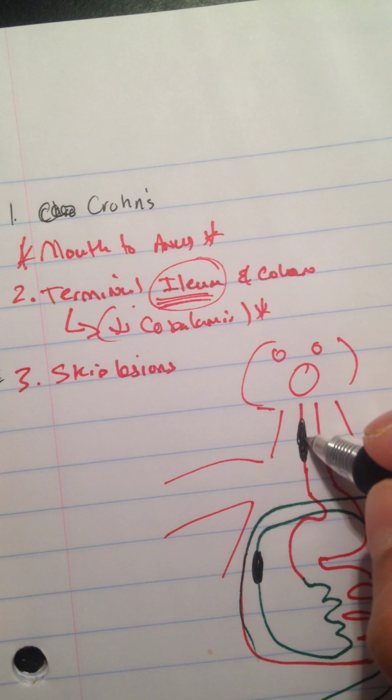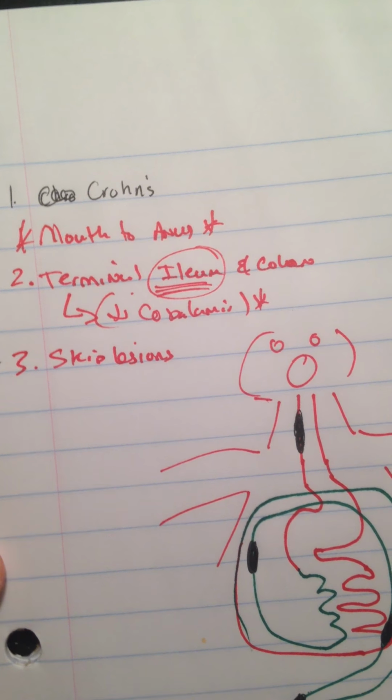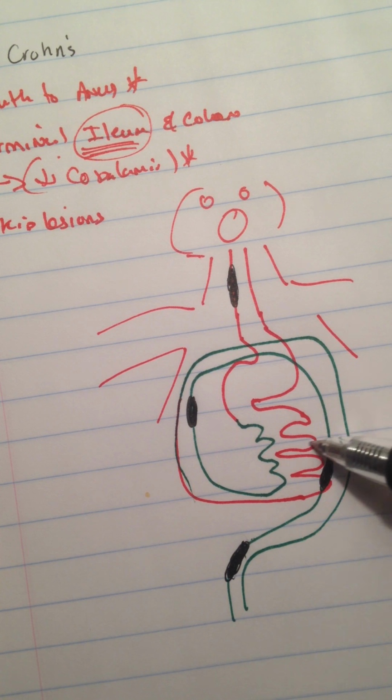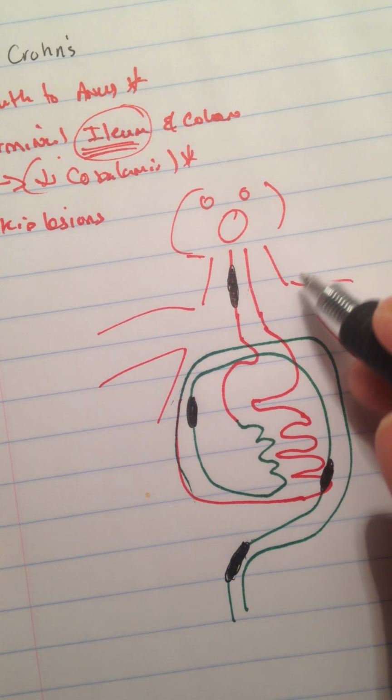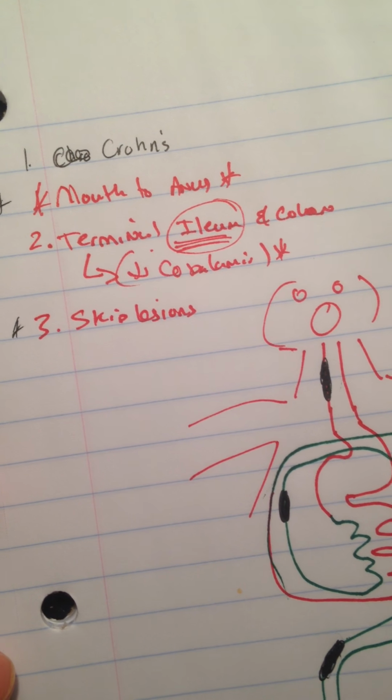Now again, I said that this can occur anywhere from mouth to anus. So typically with these patients, surgery is not always done. That's a kind of a last resort, because imagine if this patient is having surgery, they'd have to get surgery here, here, here, and here. So again, surgery is more of a severe situation type of thing.